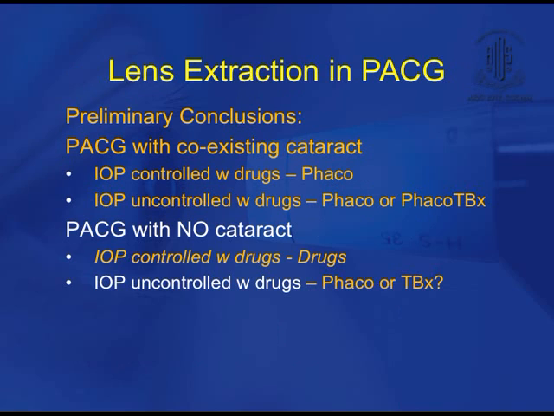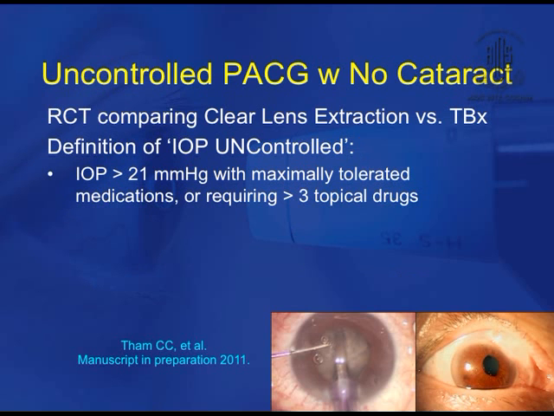Now, let's move down these categories. In those patients with PACG with no cataract, if the intraocular pressure is controlled with drugs, then probably I'll be inclined towards continuing the drugs. But what if the intraocular pressure is uncontrolled with drugs? Traditionally, in this situation, when there is no cataract, medically uncontrolled PACG, the treatment would have been trabeculectomy. But with the available evidence, once again, I would hypothesize whether doing phacoemulsification alone, now this time this is clear lens extraction, would that be sufficient to replace trabeculectomy altogether?